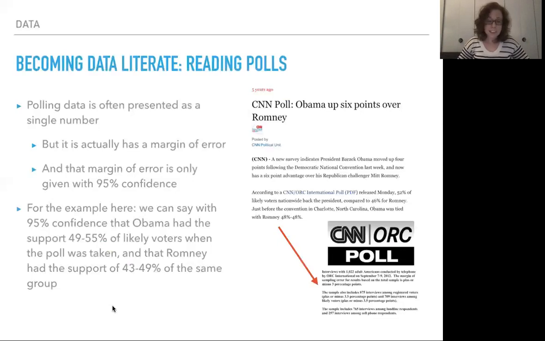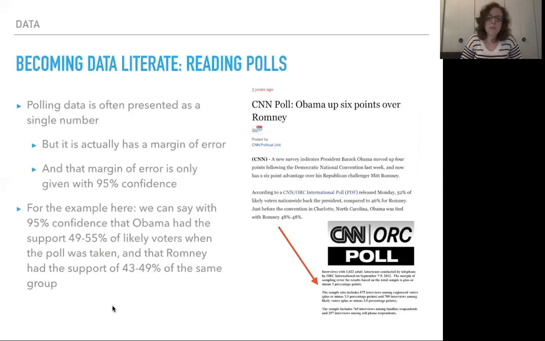So not quite as dramatic as 6 points up over Romney, right? Could be a landslide victory, 55 to 43, or it could be a dead heat, 49 to 49, right? And our polling actually does not tell us where in the margin of error the real number falls, right? And again, with a 95% confidence interval, it's not even telling us that margin of error for sure, right?